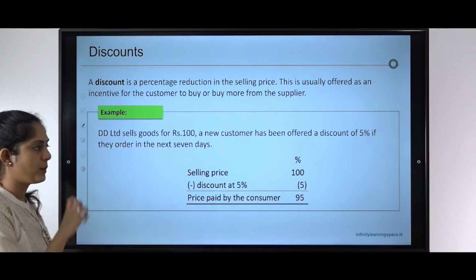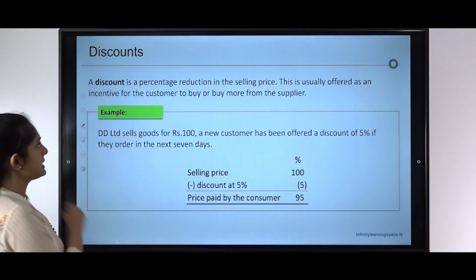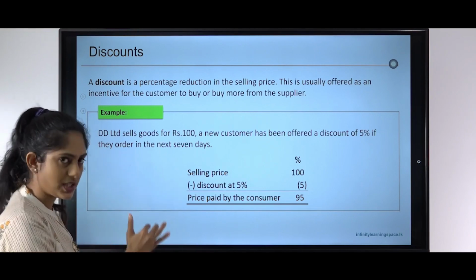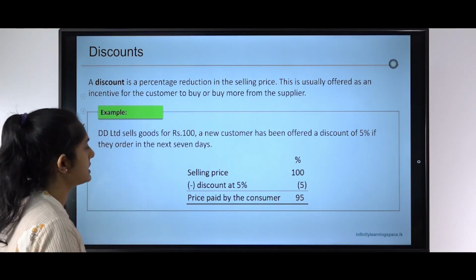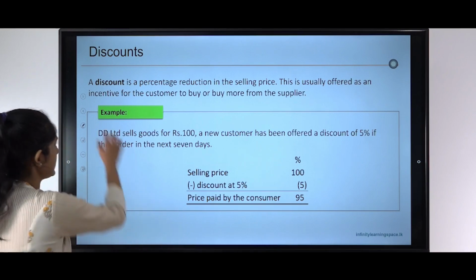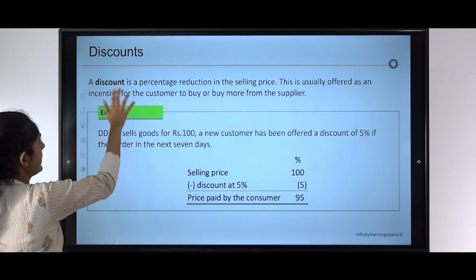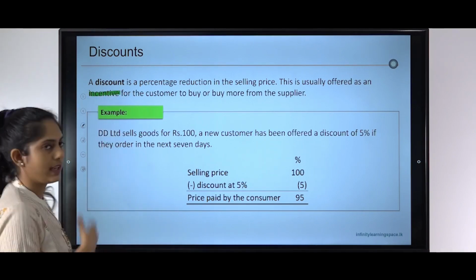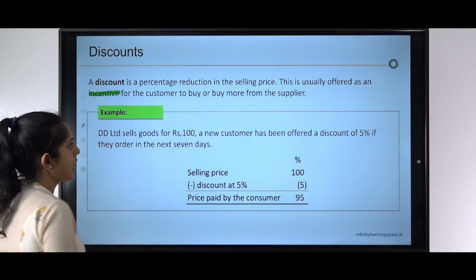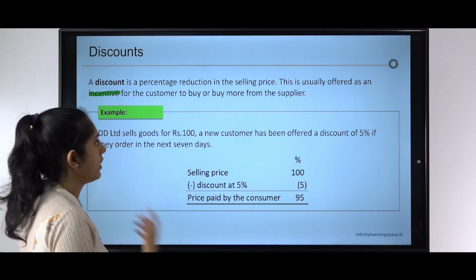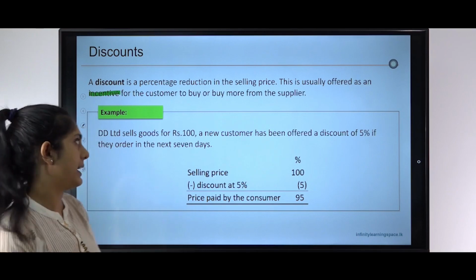So if you see how to arrive at the prices, a discount is a percentage reduction on the selling price. This is usually offered as an incentive. Incentive means as a way of encouraging, right? Encouraging the customers to buy or buy more from the supplier.